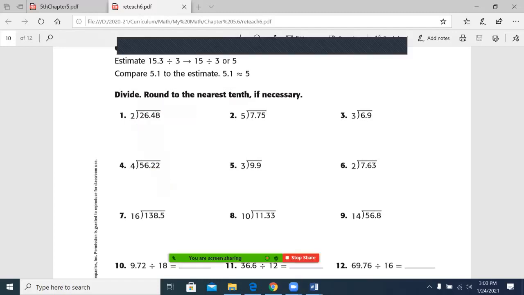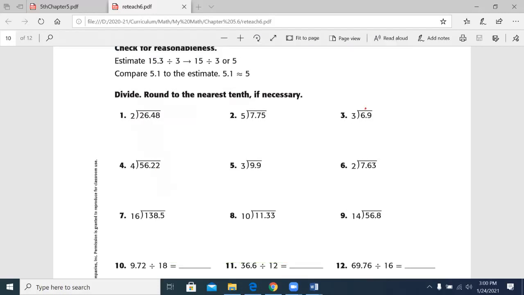Let's do 5. Let's go 3 into 6.9. I'm gonna start by putting my decimal point. 3 goes into 6 twice. 2 times 3 is 6. I subtract, I have a 0. I bring down, get a 9. 3 goes into 9 3 times. 3 times 3 is 9. Subtract, I get a 0. So my answer is 2.3. I didn't go into the hundreds, so there's nothing to estimate.